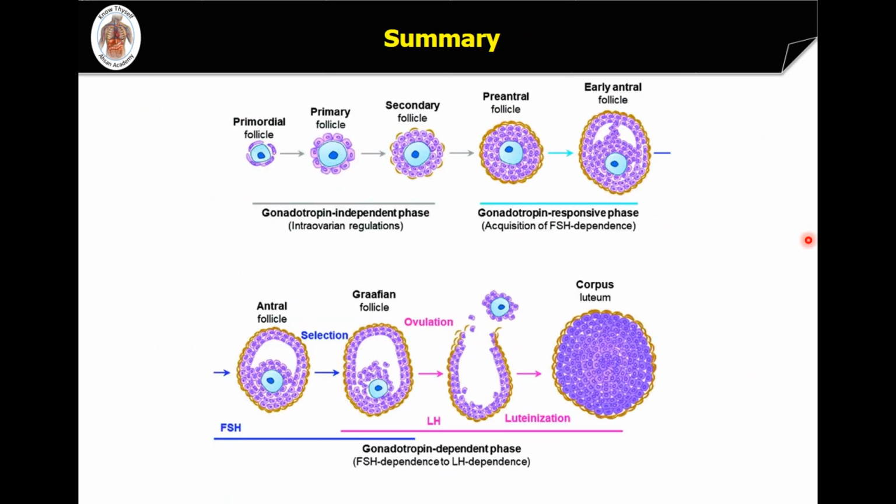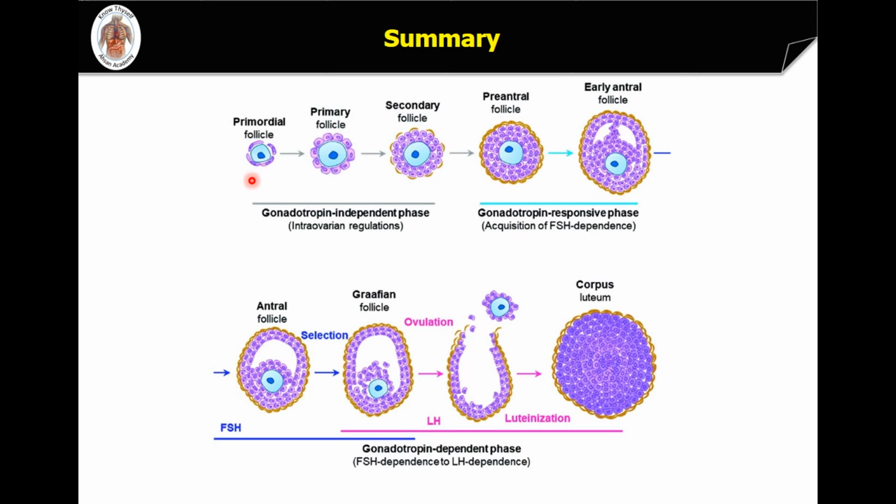Let us summarize the total oogenesis we have already described. This is the first entry point, the primordial ovarian follicle. You can remember this is the primary oocyte surrounded by flat cells. All primordial follicles are present at birth, and it continues in this stage up to puberty.